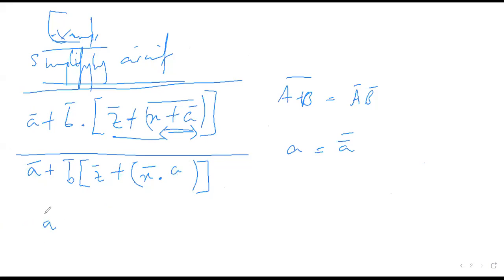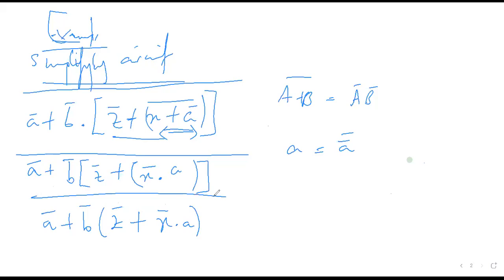This is A bar plus B bar Z bar plus X A. On top of that, this bar. I'm not sure how many gates did we remove here. Where did we start? We have 1, 2, 3, 4, 5, 6, 7, 8. I'm not sure if we simplified this one as per se, but I think it's more of showing application of the law.